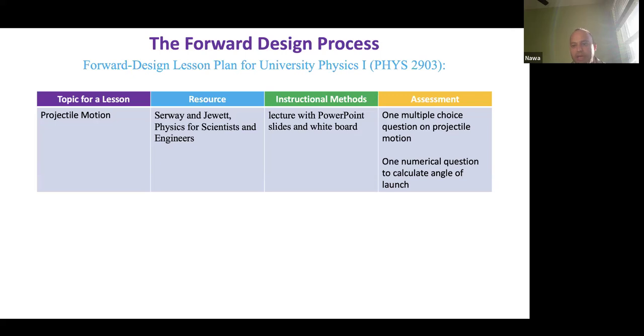And eventually I'll have to assess to make sure that my students are learning. So I'll have one multiple choice question on the projectile and one numerical question to calculate maybe the launch angle. So this is what I thought would give us an idea of how the forward design lesson plan would be. And let me say it here.